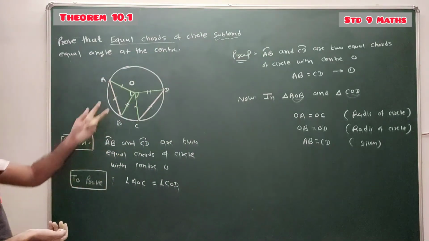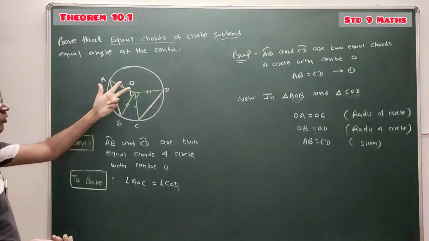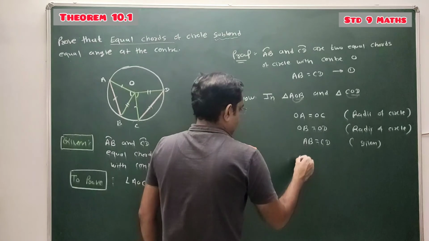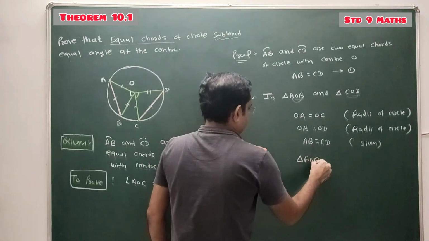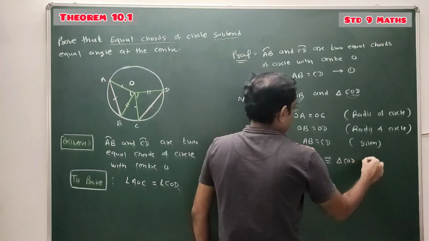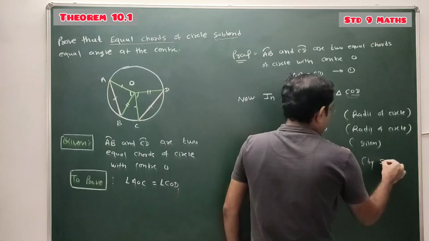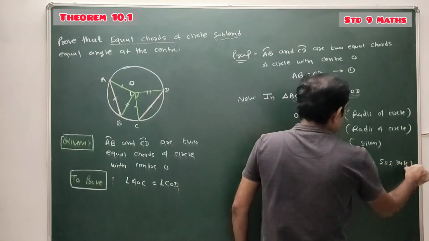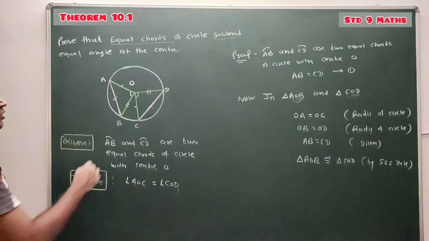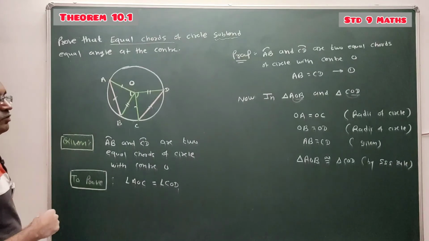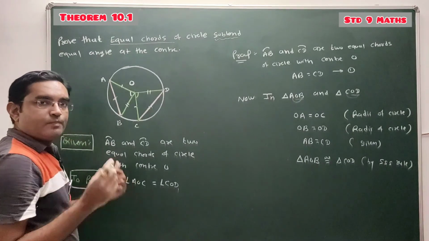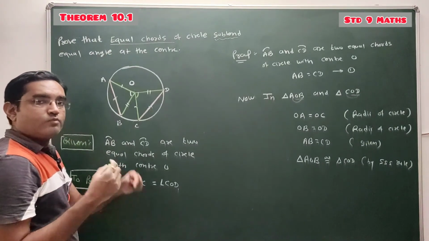So here we can say that the corresponding parts of these two triangles are equal. All corresponding sides of the triangles are equal, and therefore we can write triangle AOB is congruent to triangle COD by the SSS rule. These two triangles are congruent by the side criteria. All corresponding sides are equal. So the two triangles are congruent. If two triangles are congruent, we have studied that all corresponding parts are equal: all three sides and all three corresponding angles are equal.